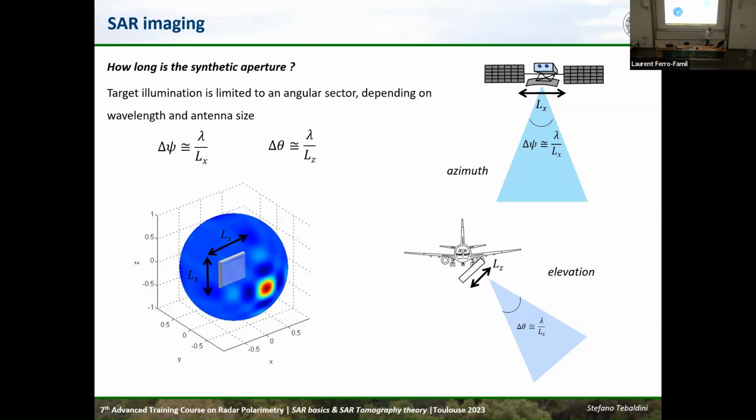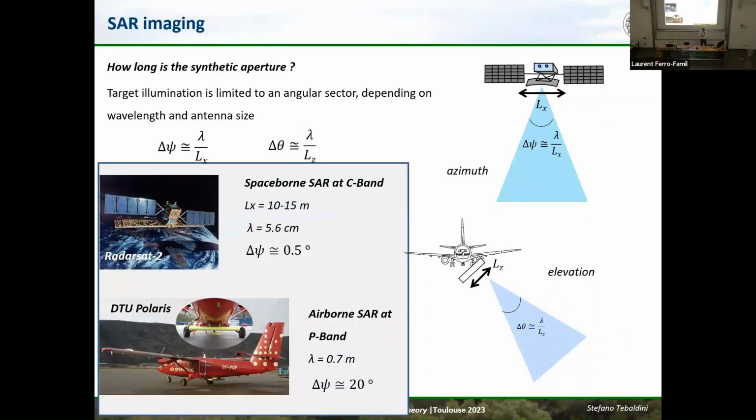Well, to answer this question, we have to consider that any antenna actually does not illuminate everywhere. So a perfect isotropic antenna doesn't exist. But antennas have a beam width, and this beam width is given as the ratio between the wavelength and the size of the antenna. So for example, for a spaceborne radar, this is the case of RadarSat-2, we have a length of the antenna in the order of 10 meters or even more. The wavelength is some 5.6 centimeters. So you have a beam width. It means that when the antenna is turned on, it illuminates over a beam width of some half a degree.